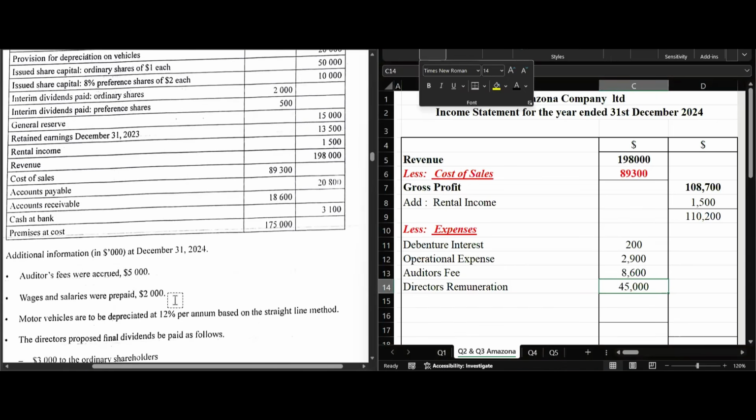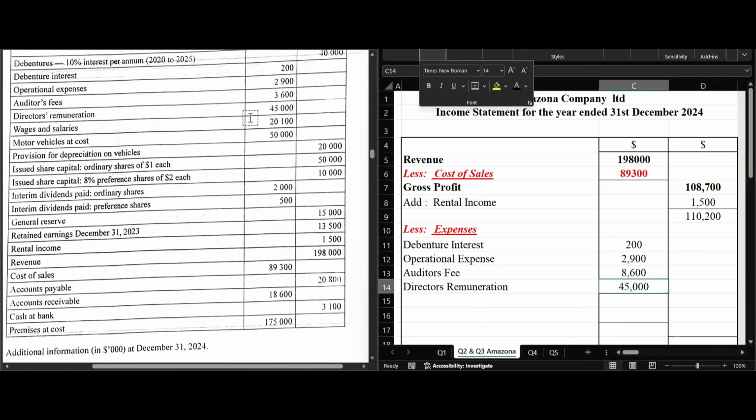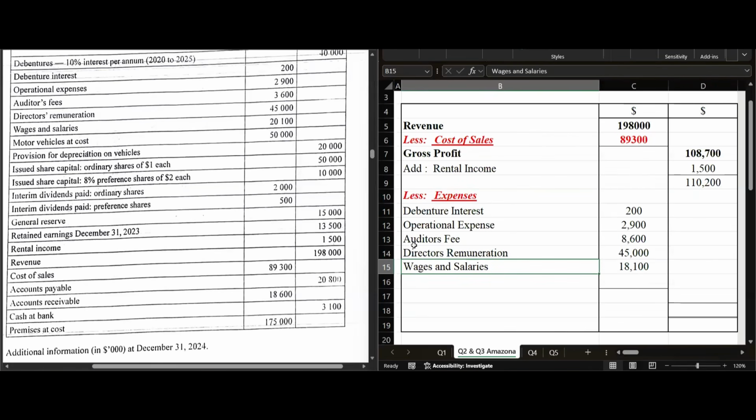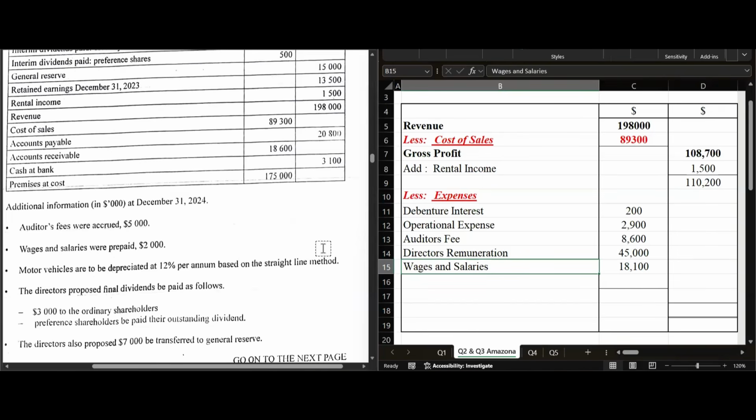Wages and salaries were prepaid. Prepaid means out of the 20,100 that you are seeing up here, that prepaid amount was for next year. So the amount for this year would simply be 18,100. You had to subtract your $2,000 prepaid from the 20,100, and you've gotten that figure of 18,100. Alright guys, so make sure that you understand that prepayment part. Great.